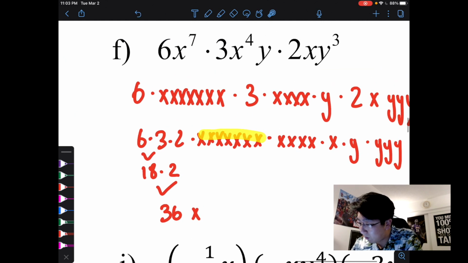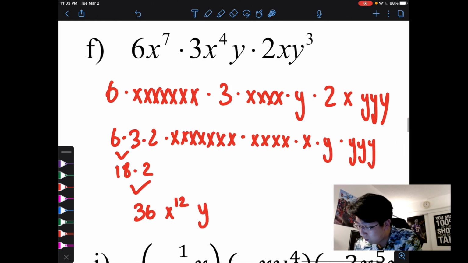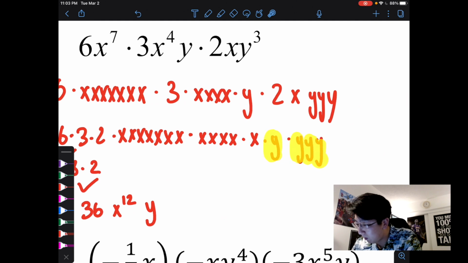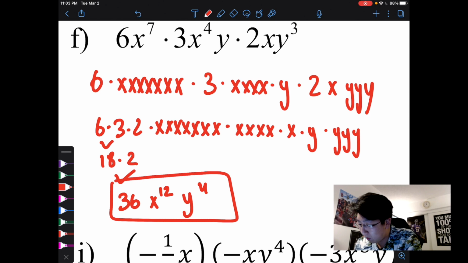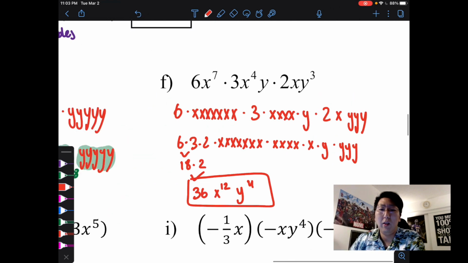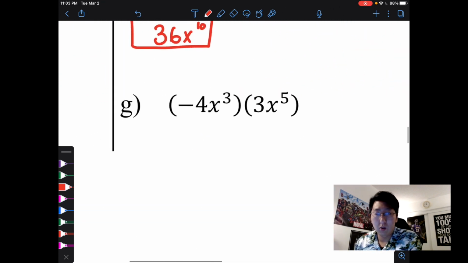There's a total of 7, 8, 9, 10, 11, 12. So there's 12 x's. How many y's are there being multiplied? 1, 2, 3, 4. y to the 4th. That is my final answer. It's simplified. Whew. Making progress.